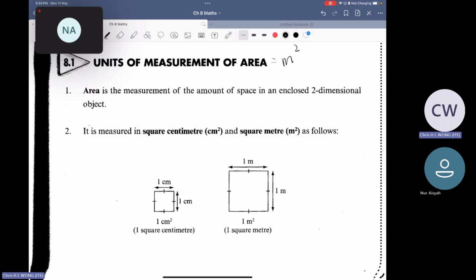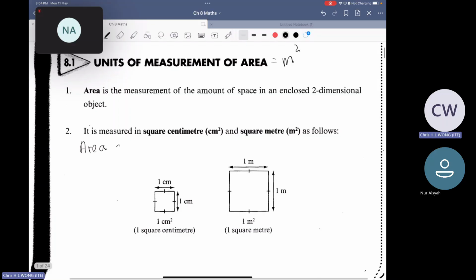Area of square, short form. Sometimes you say area of rectangle, they are the same. It is always length times breadth, okay? Of course, the difference is if it's a square, the length and the breadth are the same, isn't it?